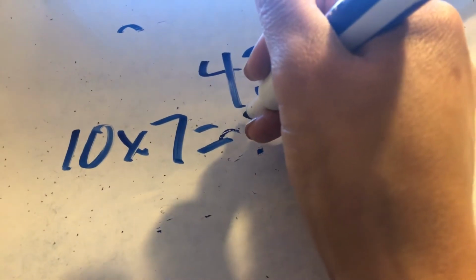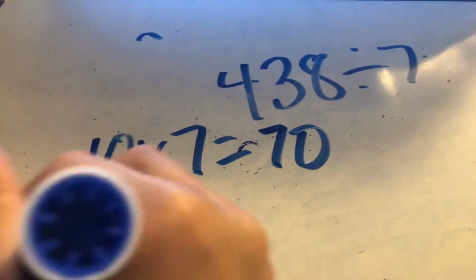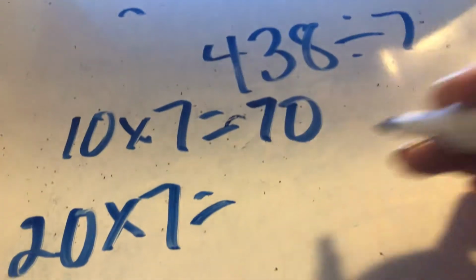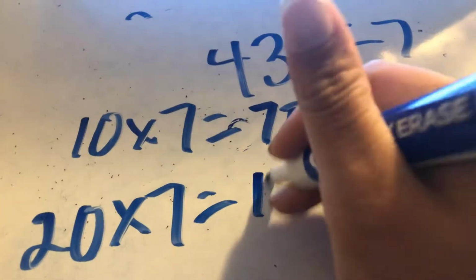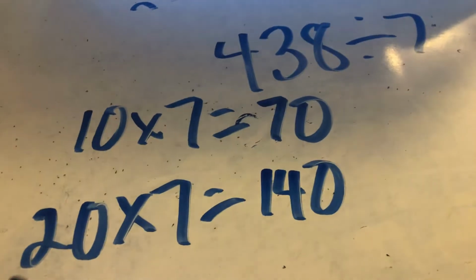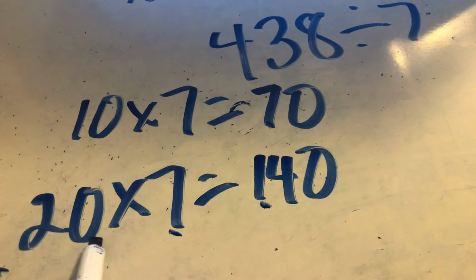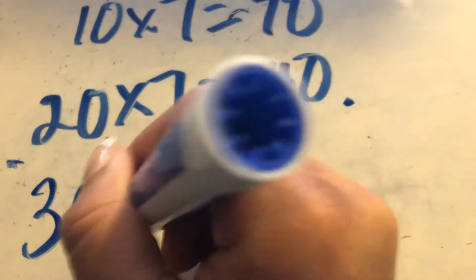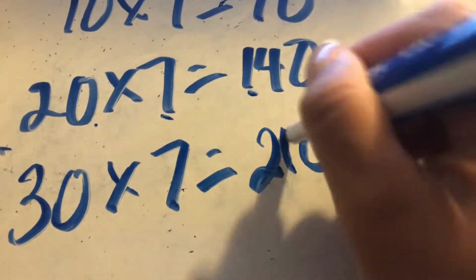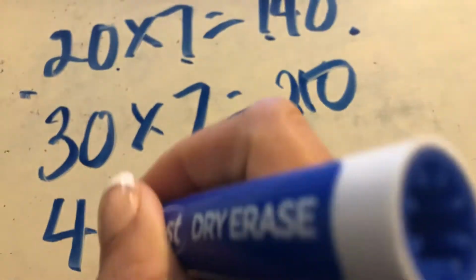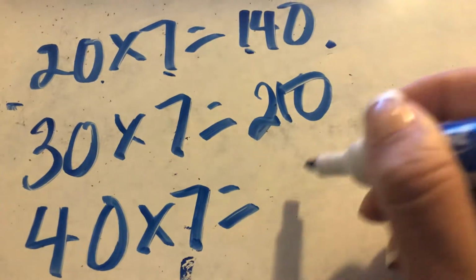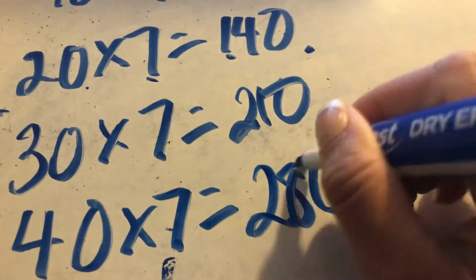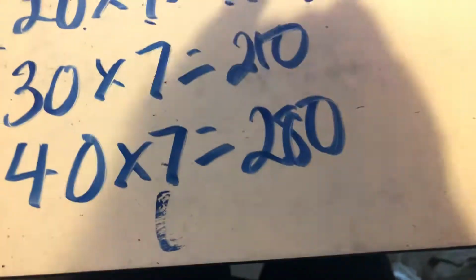So then we're going to take 10 times 7, which is, you said 70, you're right. 20 times 7, which is 140. So remember, 2 times 7 is 14. Add the 0, you get 140. 30 times 7, 210. 40 times 7, 280. So all these are not anywhere near 438.